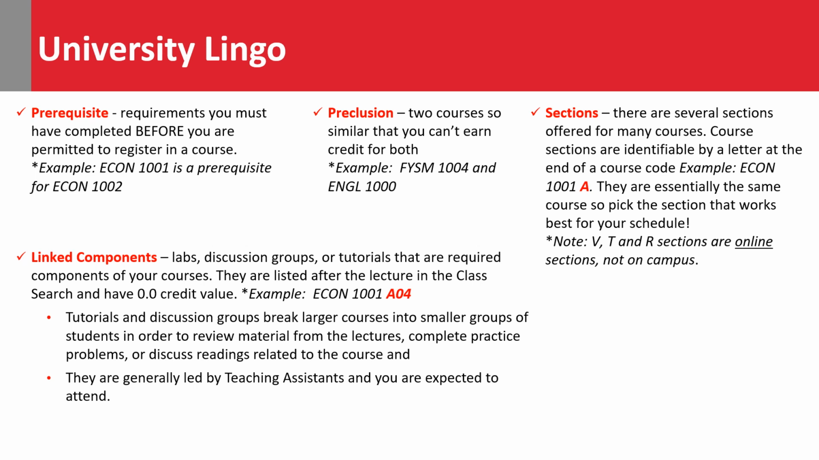Sections. Many of our courses are popular, so we offer more than one section. Course sections are identifiable by a letter at the end of the course code. For example, if you're interested in taking Economics 1001, you may see in the course search Economics 1001A, 1001B, and so on. It's essentially the same course, but it may be taught by a different instructor, and it may take place at a different day and time. It's important to find a section that best fits your schedule.